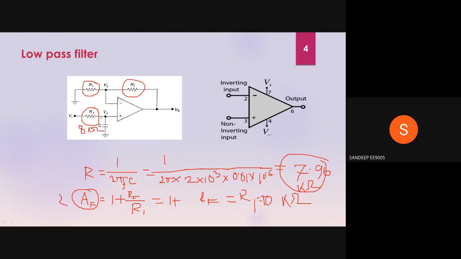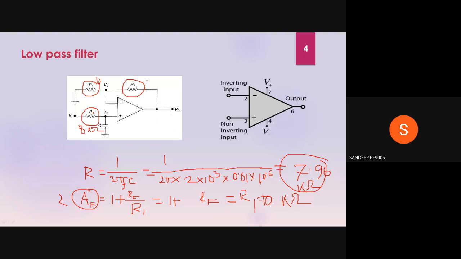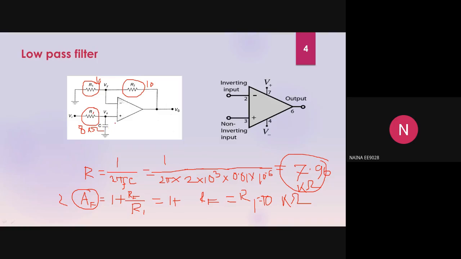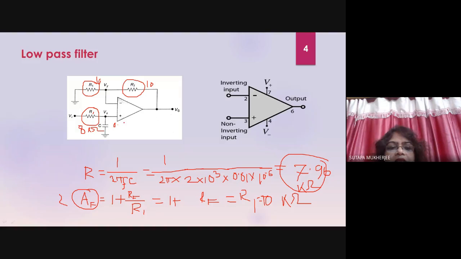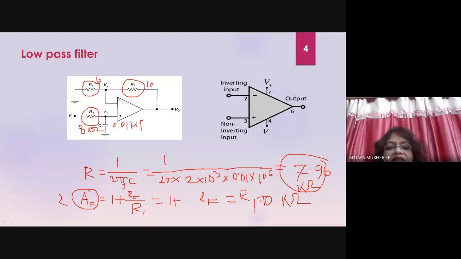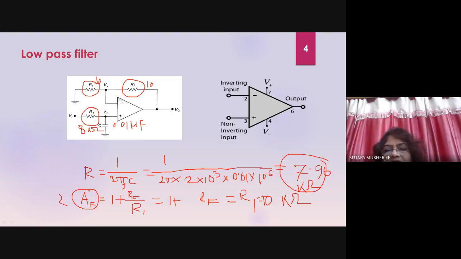And what did we write for R1? 10 kilo ohm, and RF is also 10 kilo ohm. And what will be the C? 0.01 microfarad. So this is the design of the filter. In this LM741 IC, you have to put all these values and you will get the total filter. This is a low pass filter.